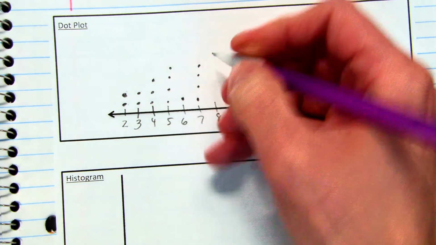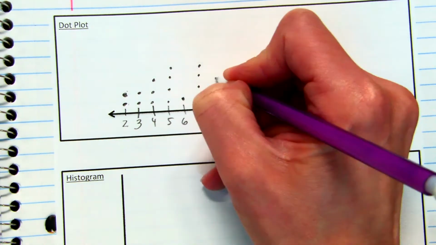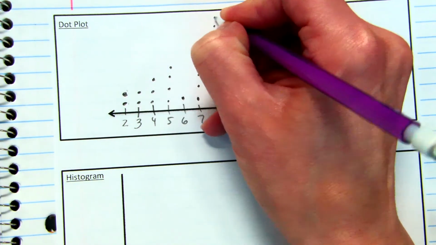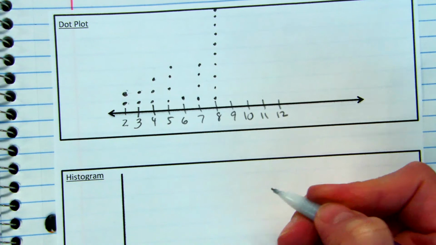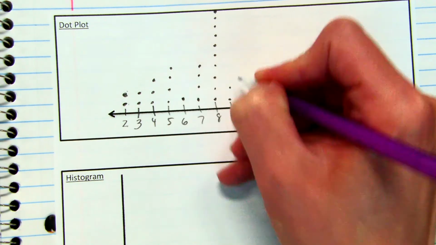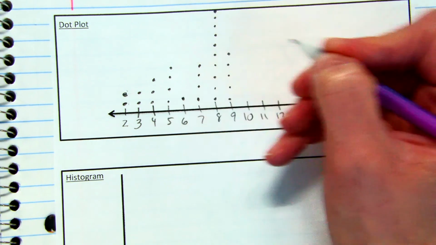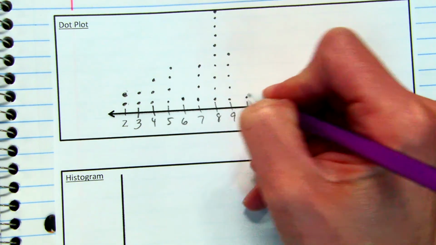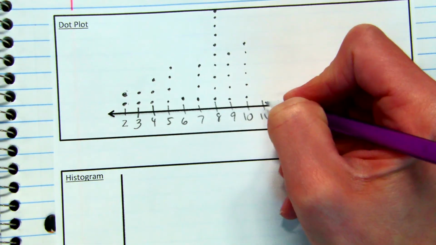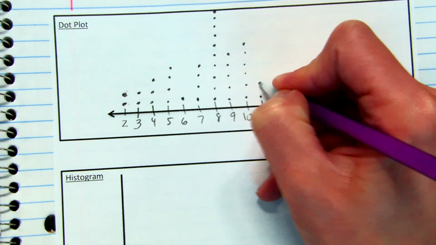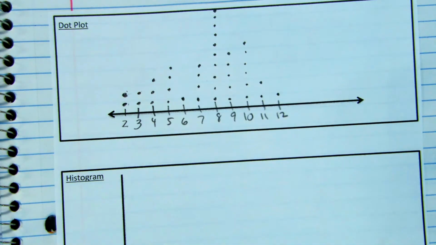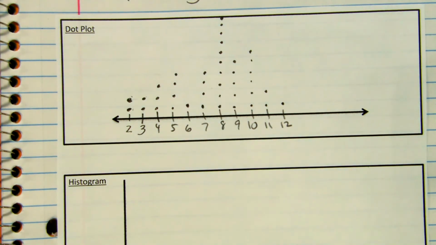For 8, we had 10, so 1, 2, 3, 4, 5, 6, 7, 8, 9, 10. I'm just going to barely squeeze that in there. So there are lots of 8s. There were 5 9s, 1, 2, 3, 4, 5. There were 6 10s, 1, 2, 3, 4, 5, 6. There were 2 11s, 1, 2, and there was 1 12. So that is a dot plot.